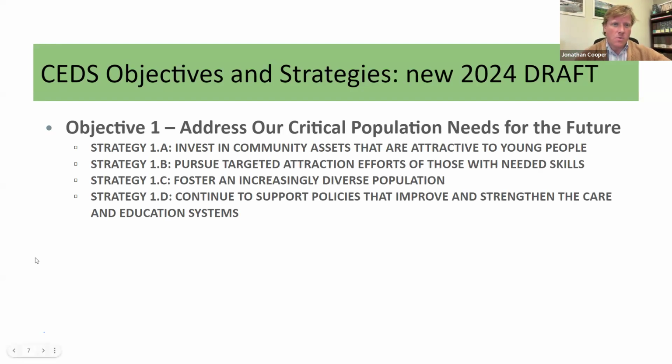Each of these attacks the issue from a different approach. One is about investing in community assets that are attractive to young people. One is about targeted attraction efforts that would bring people with needed skills to our region. The third is about increasing the diversity in our population. And the fourth is about policies that improve and strengthen both care and education programs.